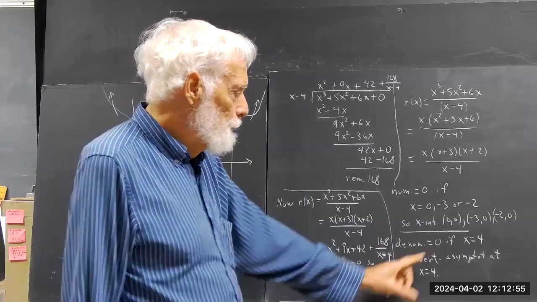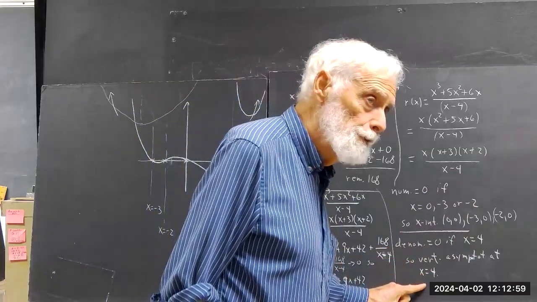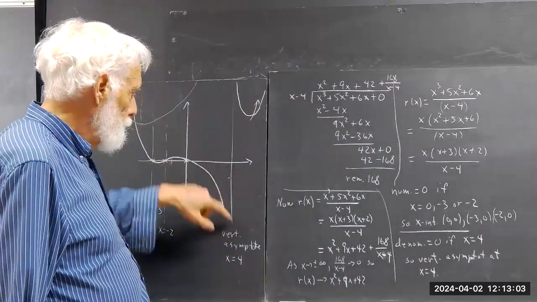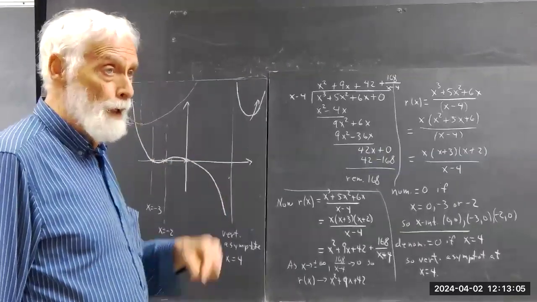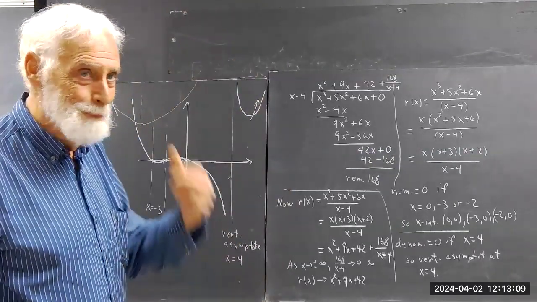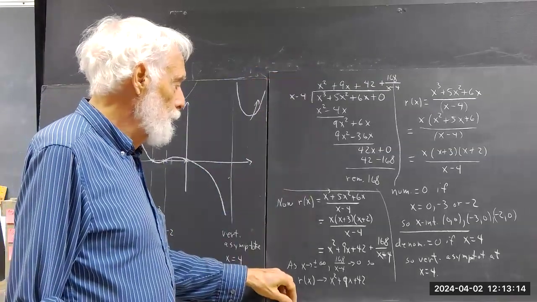Now, the denominator is 0 if x equals 4, and that's going to give us a vertical asymptote at x equals 4. So I've drawn the line x equals 4, so that's a vertical asymptote. Now, where do we get the rest of this? This is a little more than you're required to know.